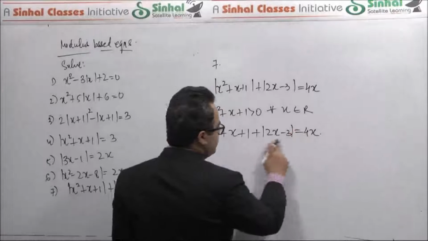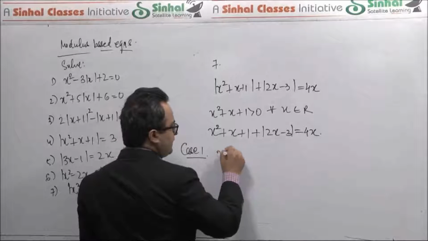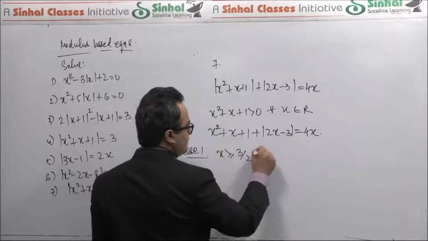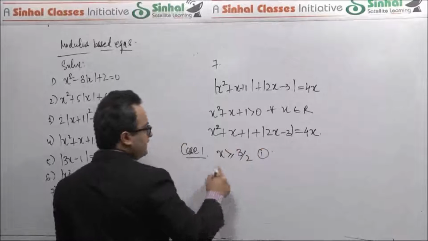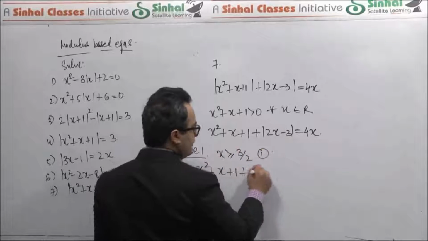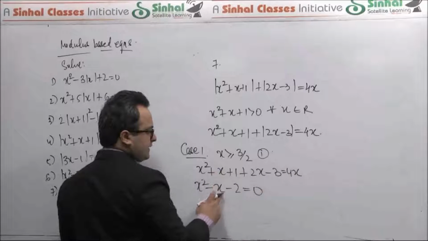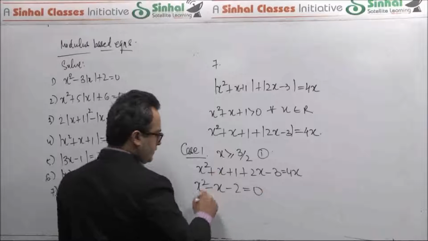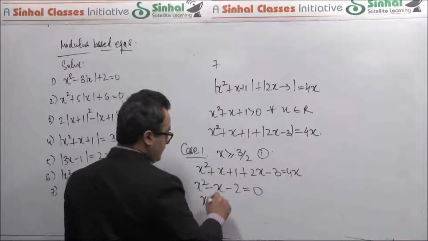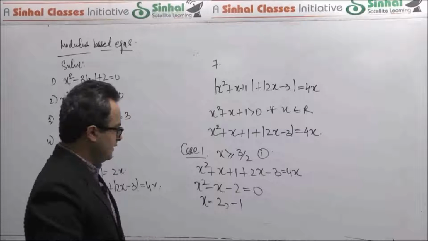The first case is, again, this expression will change its sign at 3 by 2. So one case will be that x is greater than or equal to 3 by 2. Under this condition, the equation reduces to this form. Plus 3x minus 4 is minus x minus 2 equal to 0. So x itself could be either 2 or minus 1.